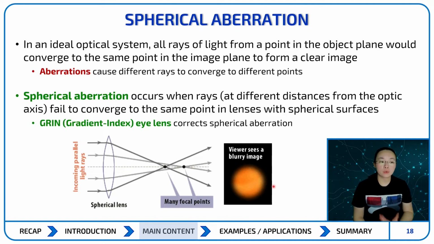There's something called the GRIN eye lens. The GRIN just stands for gradient index, GR and IN. And that usually helps correct spherical aberration. So how does GRIN do this? What happens is that your pupil is reduced in bright light to reduce the spherical aberration, and in the darkness, your pupil is dilated to increase spherical aberration because you don't have to focus as much.